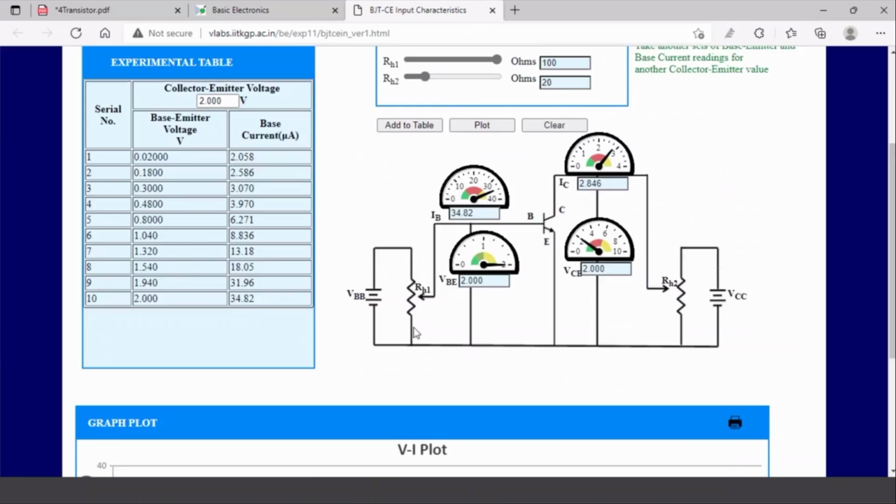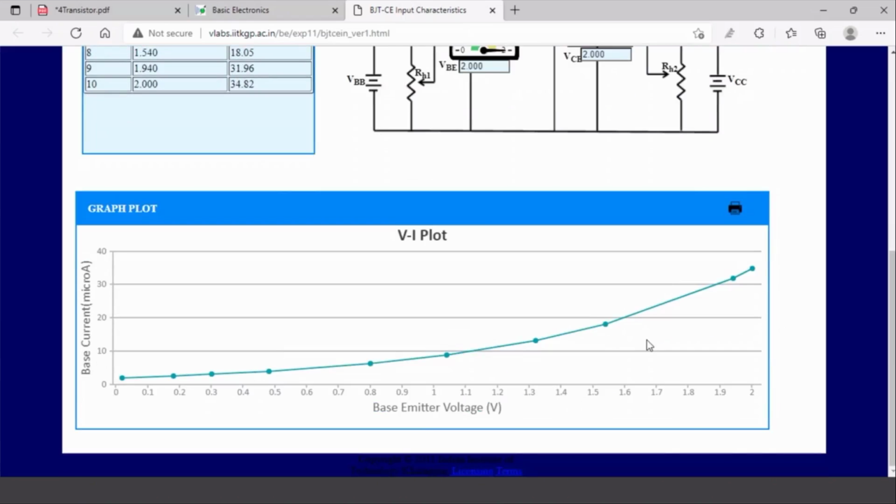Similarly for 3 and 4. So 4 sets of graphs you will get, that is basically the family of curves, as I told you, for the input characteristics IB versus VBE. Is this clear to everyone?